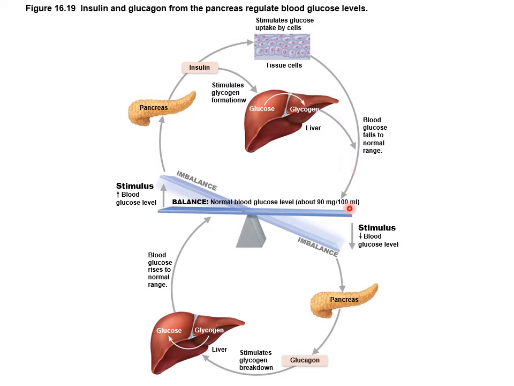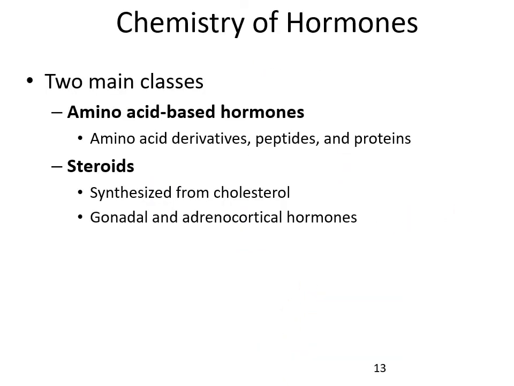And then, in between meals, as the blood glucose levels start to fall, the pancreas produces glucagon, which stimulates the breakdown of glycogen in the liver to glucose, and then the glucose levels increase and bring the balance back to normal. So that is your antagonistic hormone system and how they work together to keep blood glucose levels normal.